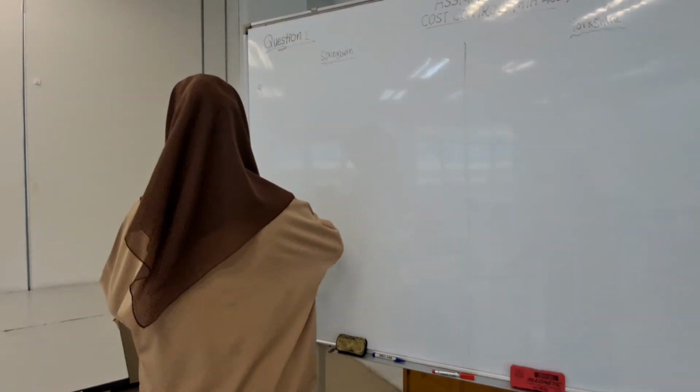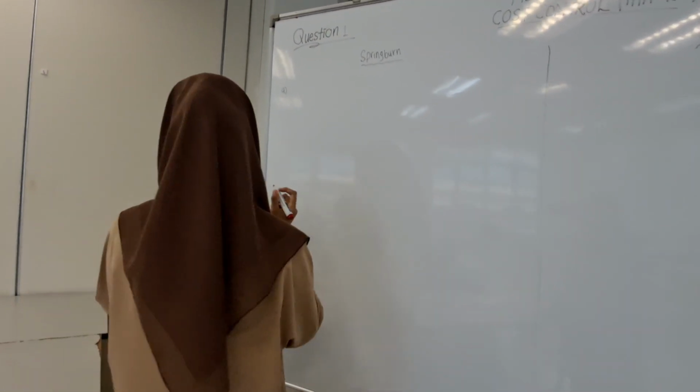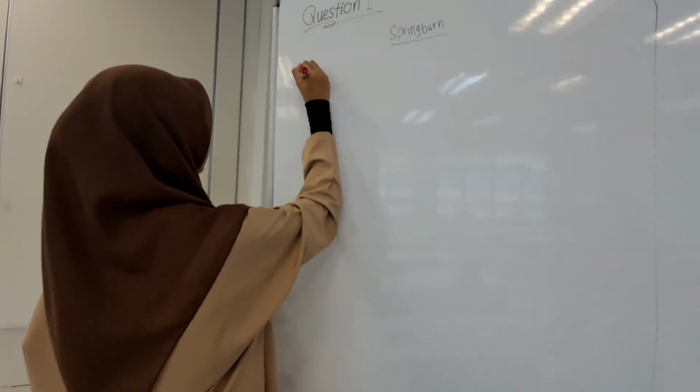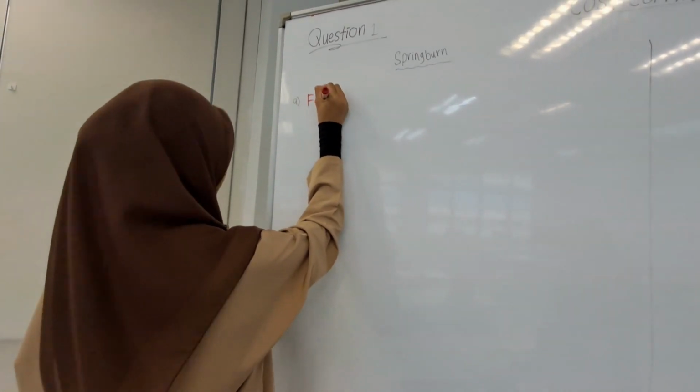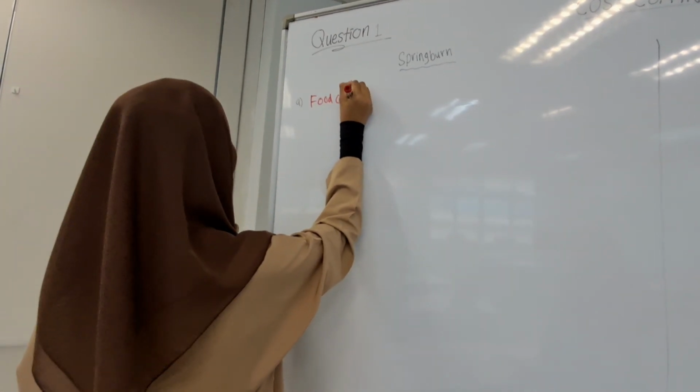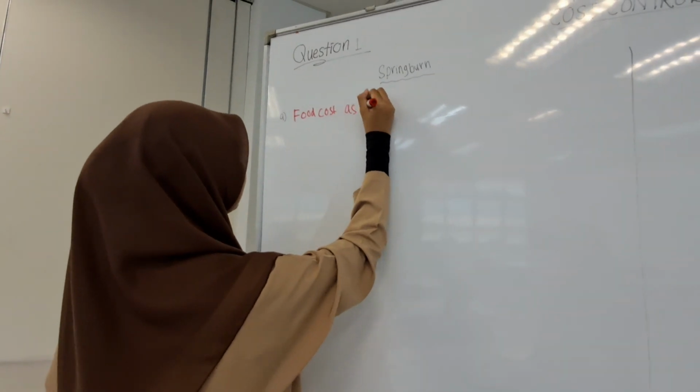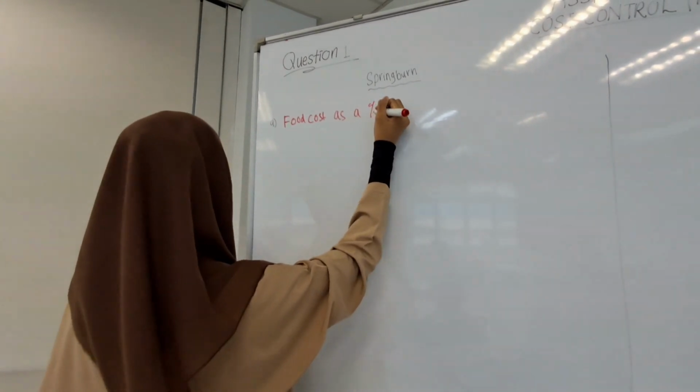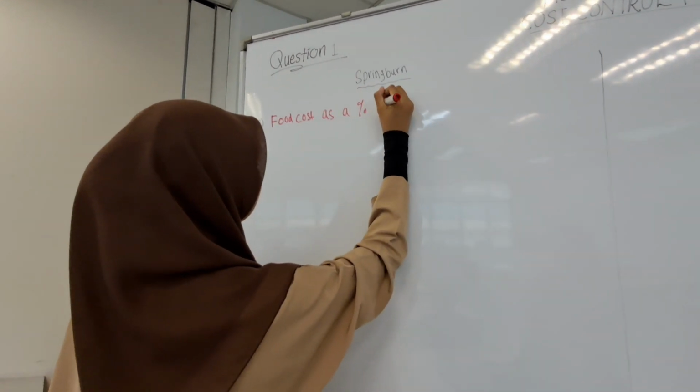Assalamualaikum, my name is Nushafi Adabinti Abdurrahim. So today we will present our cost control group project. So for the question number 1, the first one is A. We need to find a food cost as a percentage of food sale.